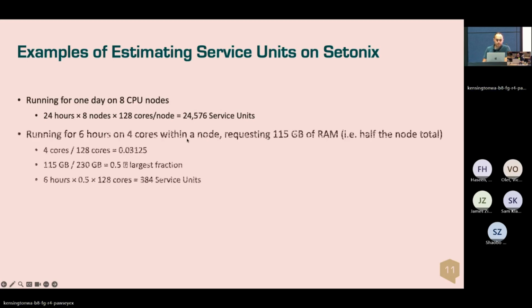Running for 6 hours on 4 cores within a node, requesting 115 gigabytes of RAM, that is half of the node. You see that the fraction of cores is 0.03, but half of the node in terms of memory is 0.5. Then you will be charged 0.5 in terms of fraction of resource, multiplied by 6 hours, and by 0.5 times the total number of cores, so 0.5 by 128. So this is the total.